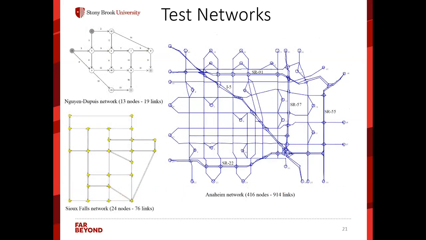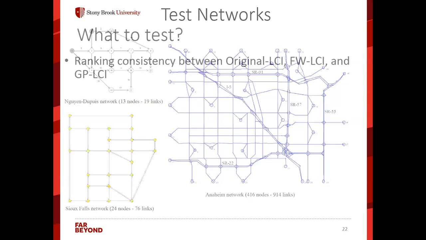And we use three networks: the Nguyen-Dupuis network, the Sioux Falls network, and the Anaheim network. So basically one small, and one closer to mid-range. I don't know how each one of you listeners would define what is large and what is small, but the Anaheim network is the largest among these three.